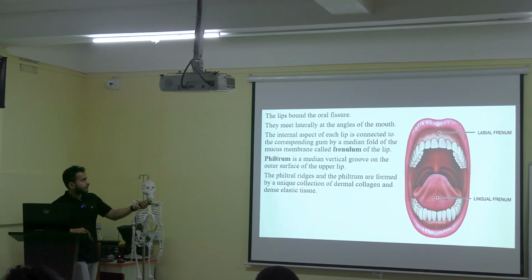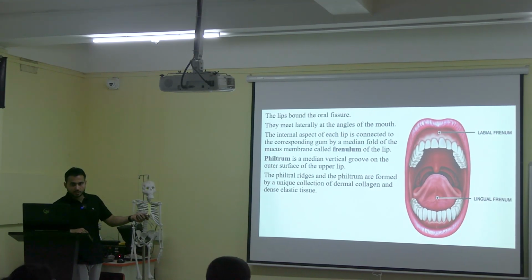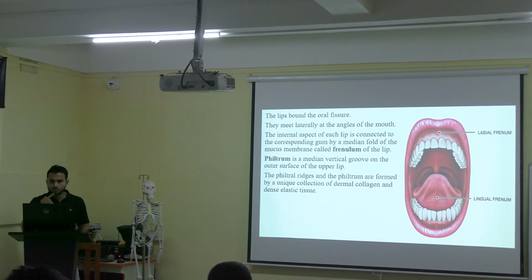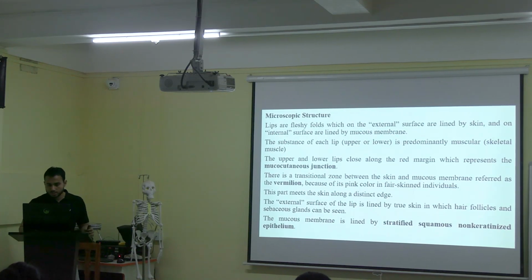Next, here you can see the frenulum of the lip. See, this is the labial frenulum. The frenulum is present in the upper lip also, it is present in the lower lip also. Okay, which attaches both the lips to the gum or the gingiva. Next, so that is the overall structure.